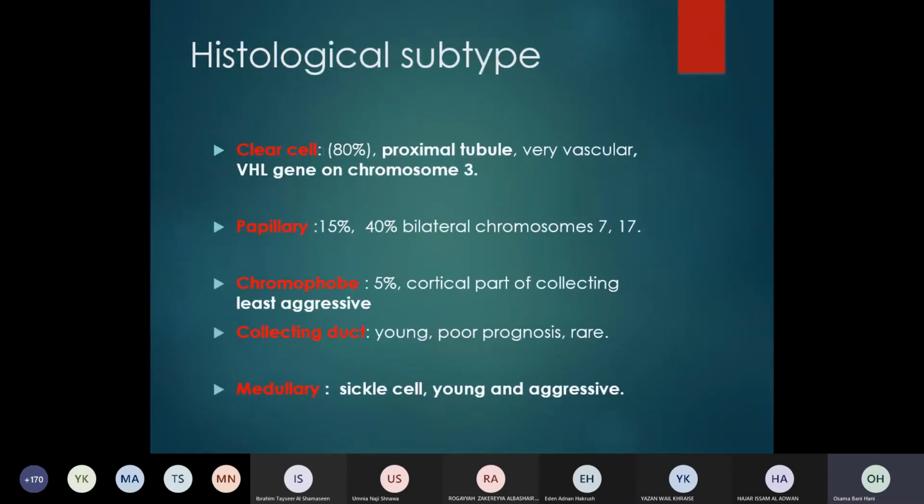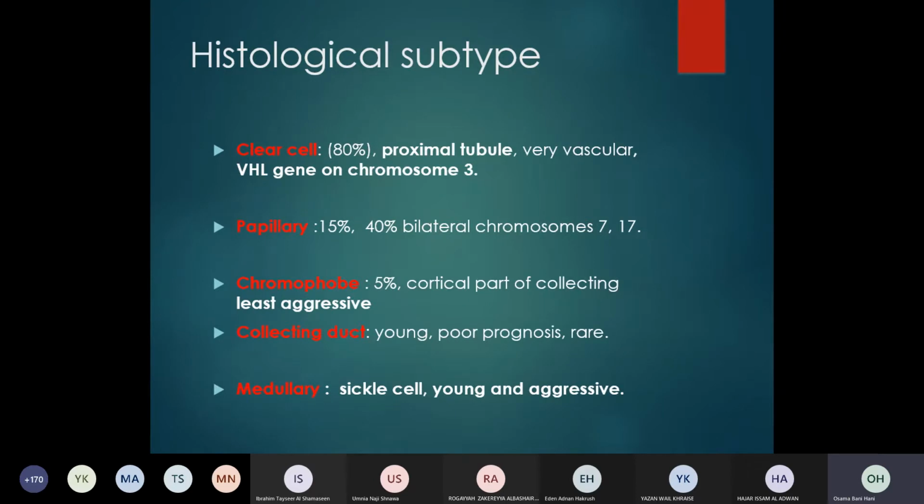We have many histological types of renal cell carcinoma. The most common is the clear cell. Usually, as we said, it's from the proximal tubules. It's very vascular, and those patients have an increased incidence of the von Hippel-Lindau gene on chromosome 3. So VHL is von Hippel-Lindau. It's a disease in which patients are more prone to renal cell carcinomas, mostly clear cell.